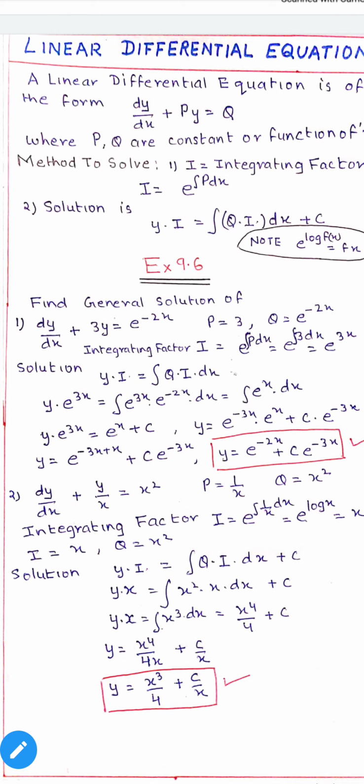Y into x is equal to integral x square into x dx plus c. Y into x is equal to integral x cube dx. Let us integrate: x4 upon 4 plus c. What do we get? Divide by x, we get y is equal to x4 upon 4x plus c upon x. On solving, we get y is equal to x cube upon 4 plus c upon x.